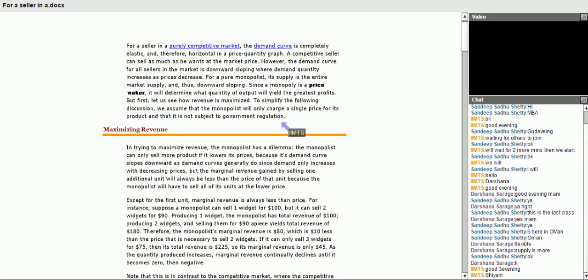Okay. Now note that a monopoly does not have a supply curve because it sets the supply according to the demand. So in this case, demand is more important than the supply. Supply is determined on the basis of the demand that is prevailing in the market.